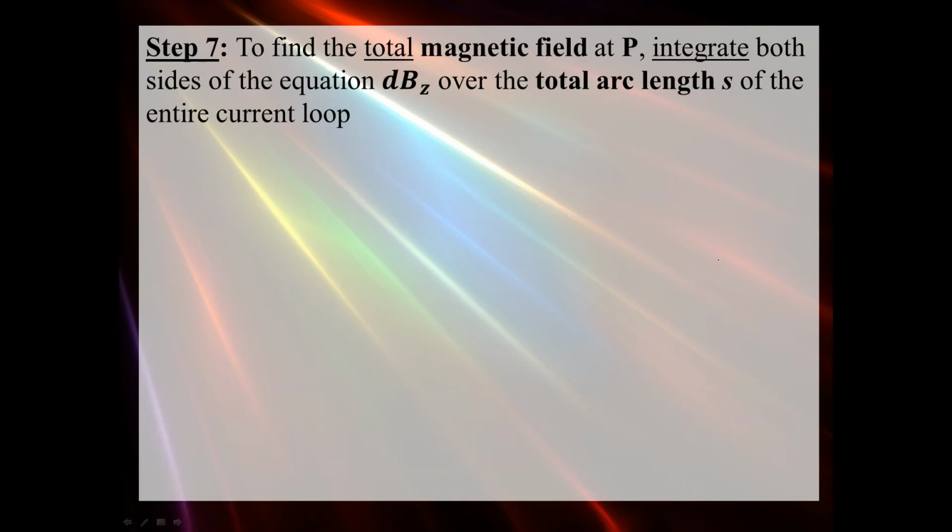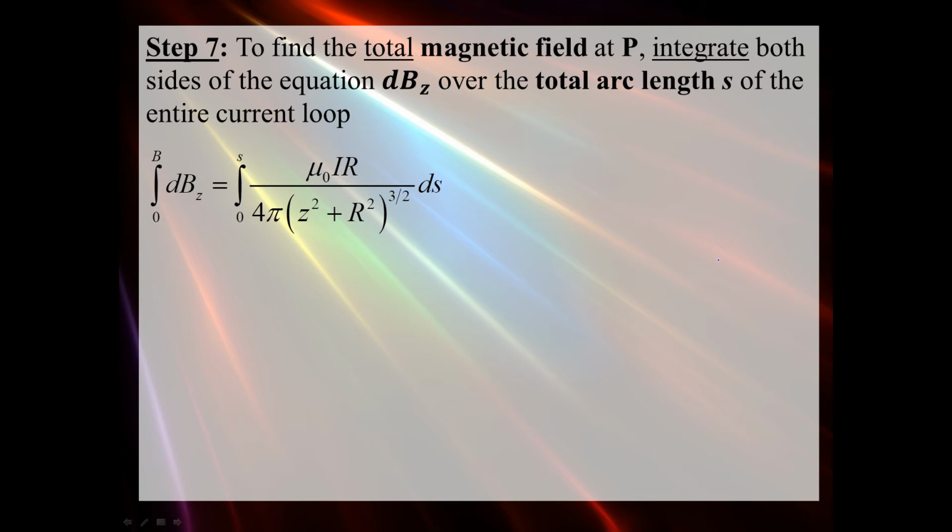Step 7, find the total magnetic field at point P. We're going to integrate both sides of the equation for dBz. And we're going to do it over the entire arc length of the whole loop. So the left-hand side, we're going to integrate from 0 to my total magnetic field of all chunks put together. We're going to integrate dBz. And the right-hand side, I'm going to integrate from 0 to S. Now, S is going to represent the total arc length, which is ultimately just going to be the circumference of the circle, or circumference of the ring.